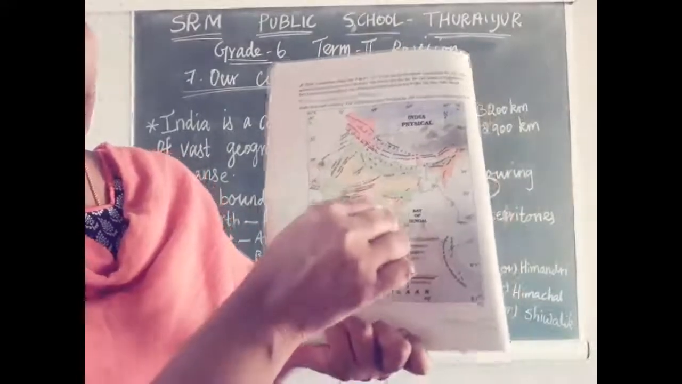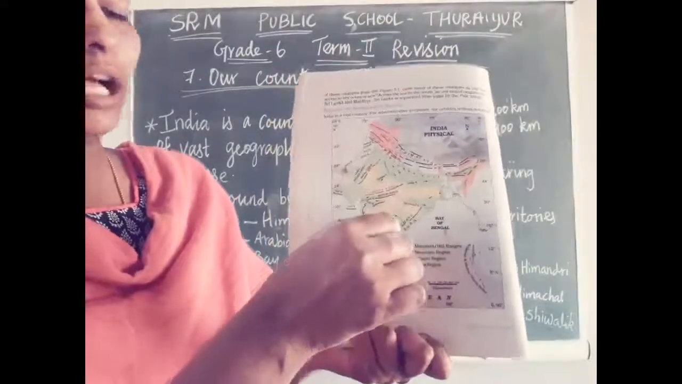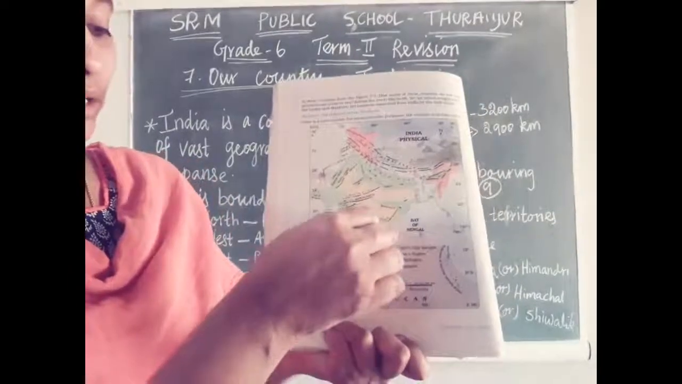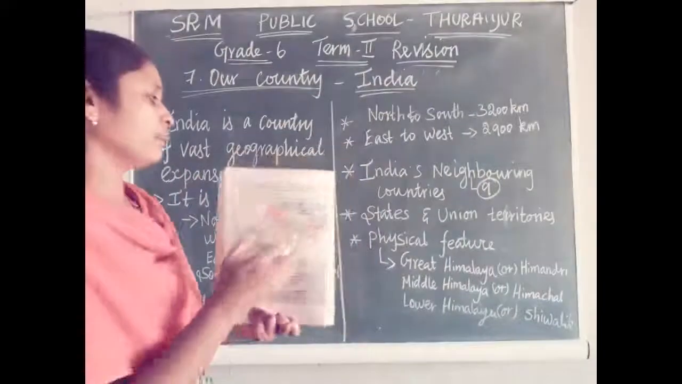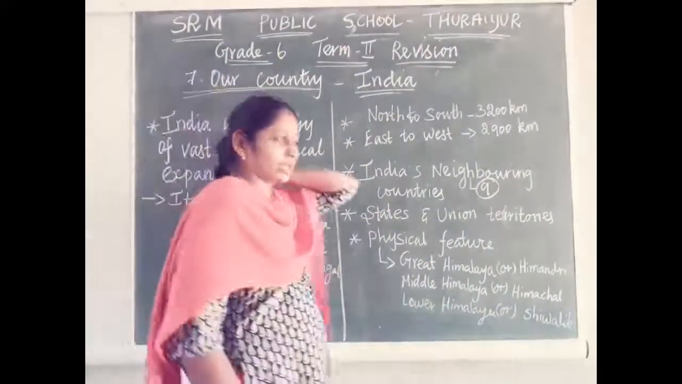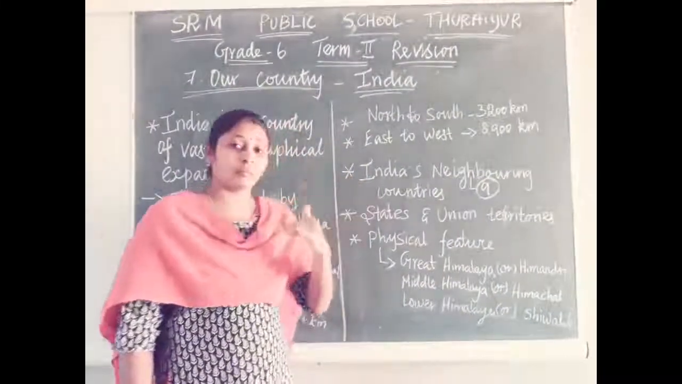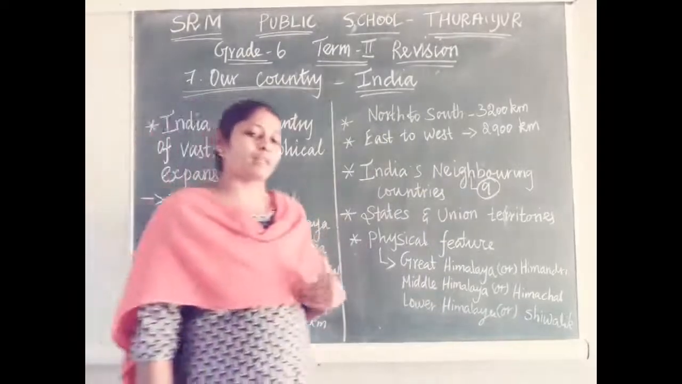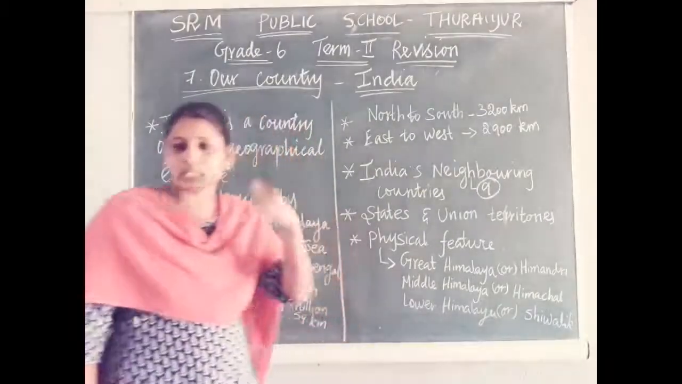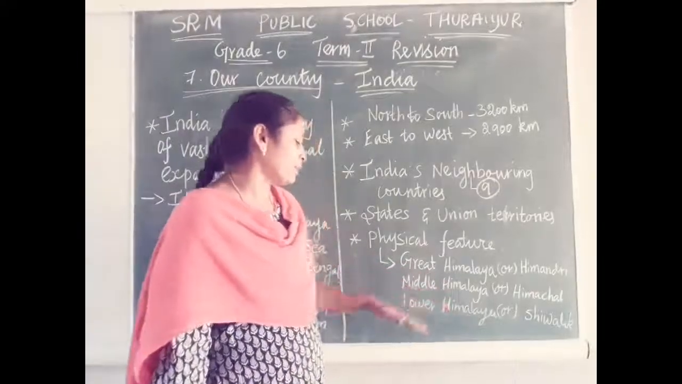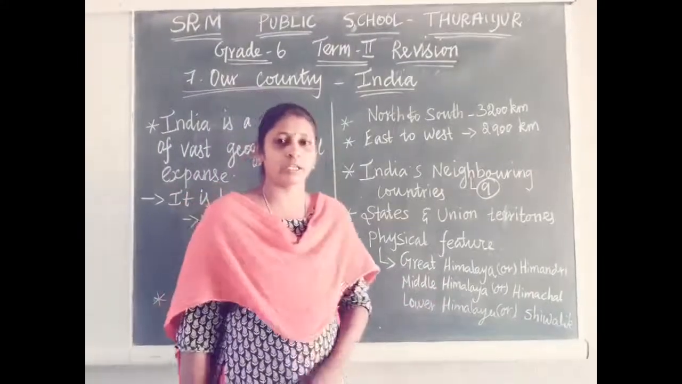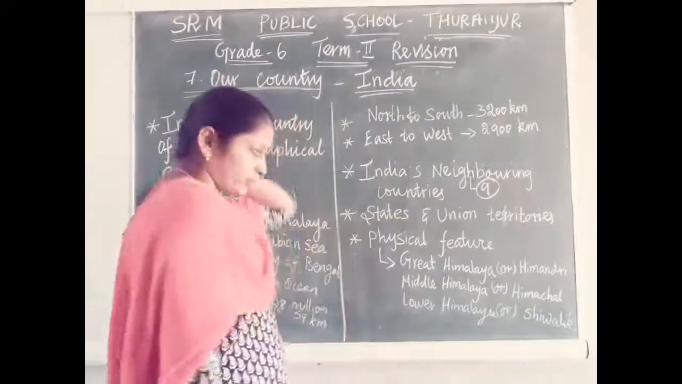Here we have the Eastern side, the Coromandel coastal side. Many coastal regions we also have. Now the Himalayan mountain range. We can divide the Himalayan mountain range into three parallel ranges: Greater Himalaya, Middle Himalaya, and Lower Himalaya.